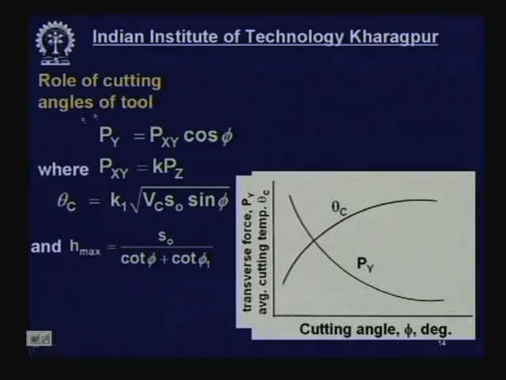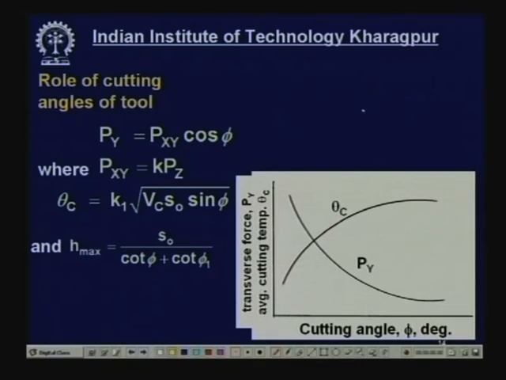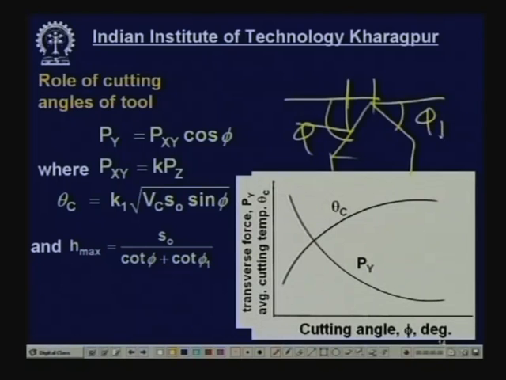Now, let us see the role of cutting angles of the tools. What are the cutting angles? I showed you earlier that if this be the cutting tool, a turning tool for example, and this is the job, then this angle is phi and this is phi 1, the auxiliary cutting angle. Now, let us examine Py, the radial component of the force. In turning, there are three forces: Pz, Px and Py.